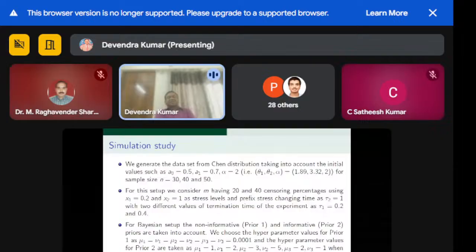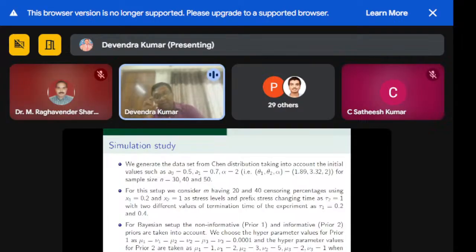So next we consider the simulation study using the R software. We generate the data set from the Chen distribution taking into account the initial values a0 0.5, a1 0.7, alpha 2, that is theta 1, theta 2 and alpha as 1.89, 3.33 and 2, for sample sizes n equal to 30, 40 and 50. For this setup, we consider 20 and 40 percent censoring using x1 0.2 and x2 1 as stress levels and prefixed stress changing time tau 2 equal to 1, with two different values of termination time of the experiment, tau 1 equal to 0.2 and 0.4.